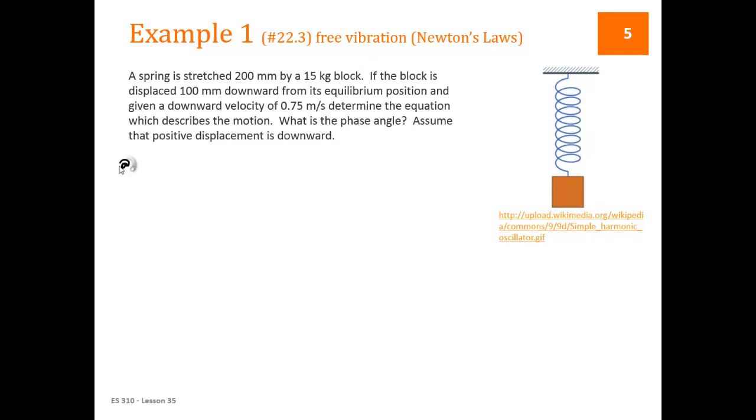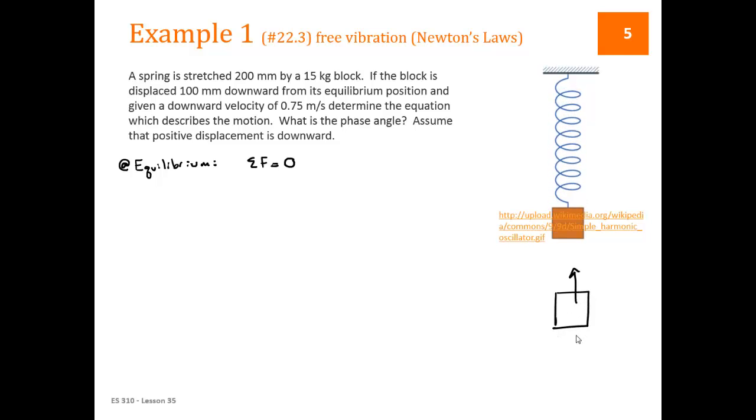So at equilibrium, we have the sum of forces is equal to 0. That's the definition of equilibrium. It's not going to be moving. So free body diagram of this block, we have a force pulling up and a force pulling down. The force pulling up is going to, at equilibrium, be equal to k times x naught. That's our initial stretch of the spring, and the force pulling down is mg.